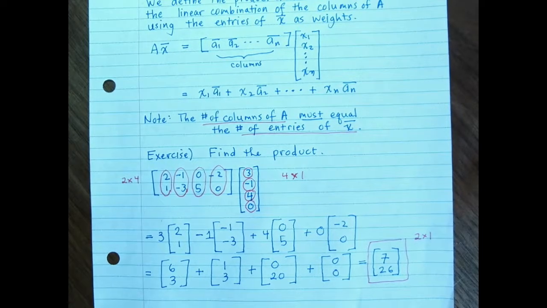Now we're going to move on to the second video where we apply this idea of multiplying a matrix times a column vector. That will be in part 2.